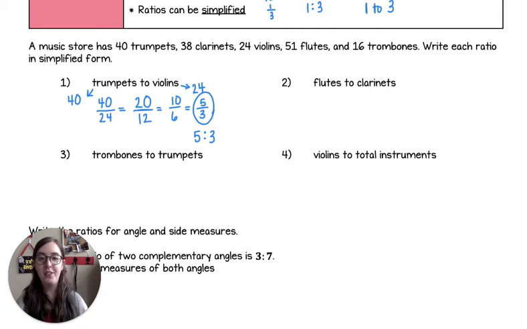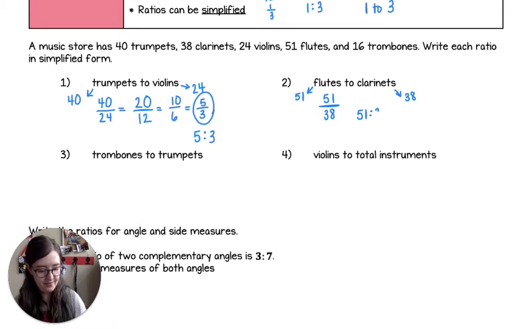Okay, now let's try flutes to clarinets. So there are 51 flutes, and there are 38 clarinets. Since flutes came first, that has to go on top. Clarinets came second, so that goes on the bottom. It's 38. Now, there's no number that goes into both 51 and 38, so it's simplified. You can also write it as 51 to 38. Go ahead and try the next one on your own.